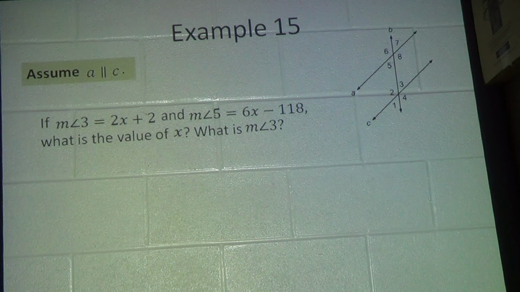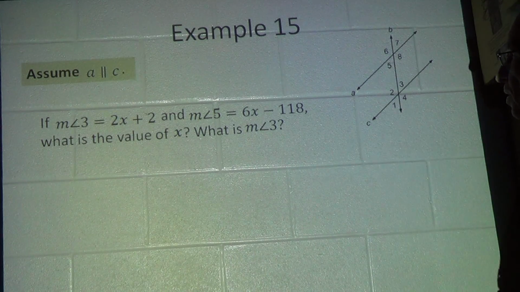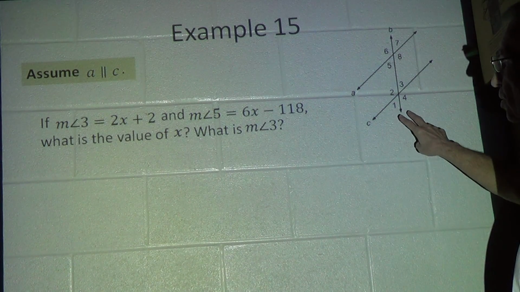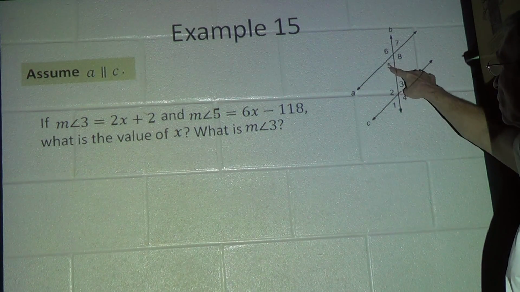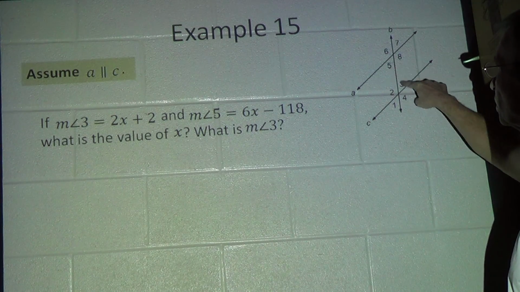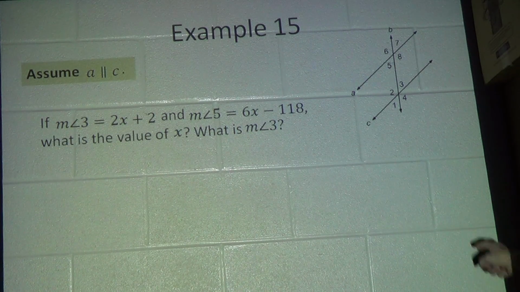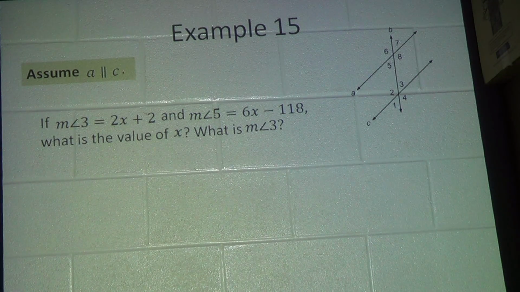Okay, then we come to example 15. If the measure of angle 3 is equal to 2x plus 2, and the measure of angle 5 is equal to 6x minus 118, what is the value of x? And what is the measure of angle 3? Okay, so here's the thing. These two angles right here are the same, but these two angles are the same, so that means that these two angles actually add up to 180 degrees. Okay? By alternate interior angles, we know that angle 3 is the same as angle 5, and that angle 2 and angle 3 are a linear pair, so they add up to 180.